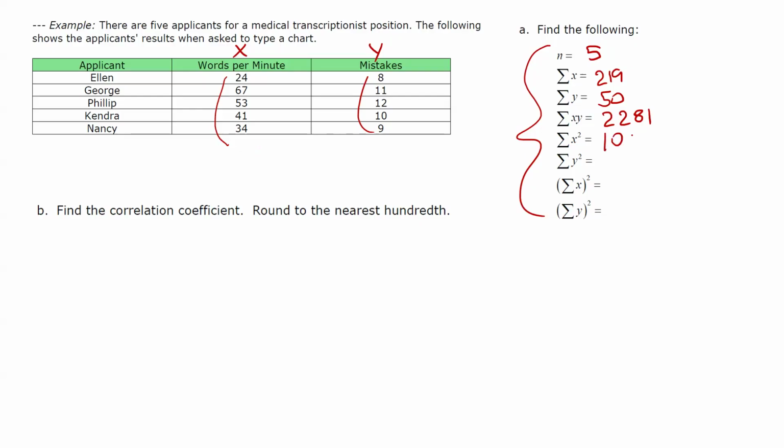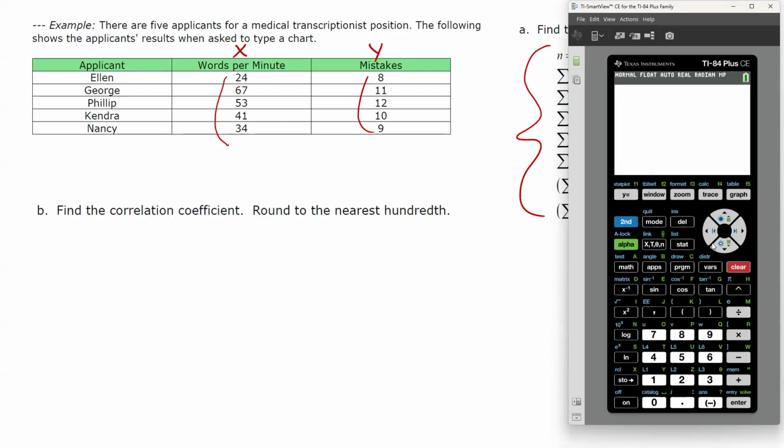We'll then square all of our x values and sum them all together. And we'll get 10,711. We'll do the same thing for y, 570. And then for the last two, we will take our answers that we got up above. So 219 for the sum of x, and square it. So that's 47,961. And the sum of y, which was 50, and square it, and that's 2,500. Now, we can do that all by hand as I presented to you in the lecture, or you can utilize your calculator to help you.